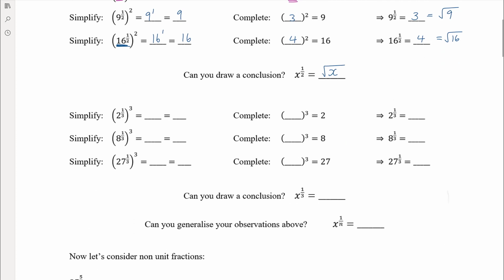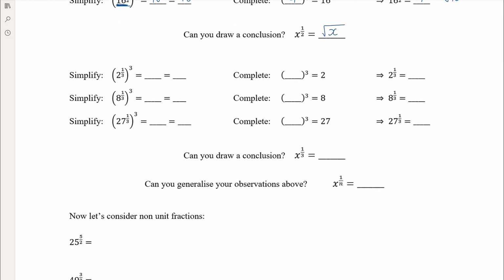We could think about the same pattern with the power of a third. 2 to the power of a third all cubed is 2 to the power of 1. We multiply those powers, a third times 3 is 1, which is 2. So here we're learning that something all cubed equals 2. We know that if we want to cube something and get 2, we can cube the cube root of 2. So 2 to the power of a third is the cube root of 2.